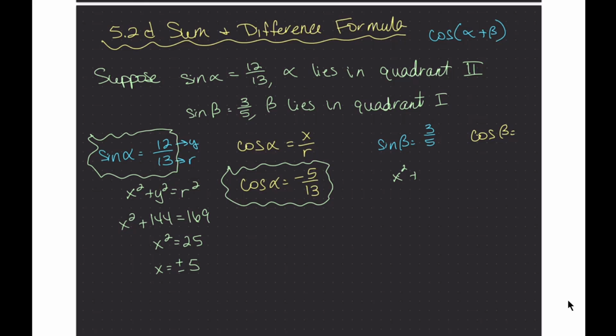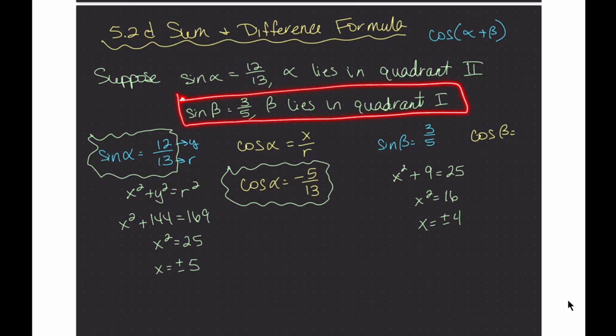X squared plus 9 equals 25. X squared is going to equal 16. X is going to equal positive or negative 4. Do we want the positive or the negative for beta? Positive, right? Because my beta is in quadrant 1, so I know that it's got to be the positive 4.